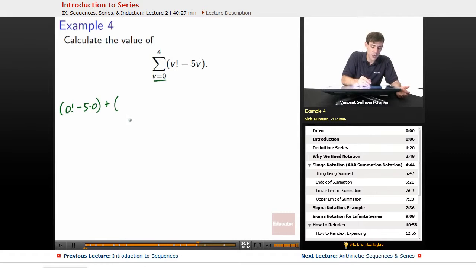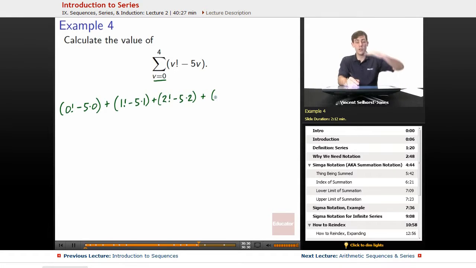Plus, we step up our index to the next level, 0 up to 1 now. So 1 factorial minus 5 times 1. Plus, next thing stepping up from 1 is 2. So 2 factorial minus 5 times 2. Plus, next thing from 2 to 3, 3 factorial minus 5 times 3. And then plus 3 to 4, 4 factorial minus 5 times 4.